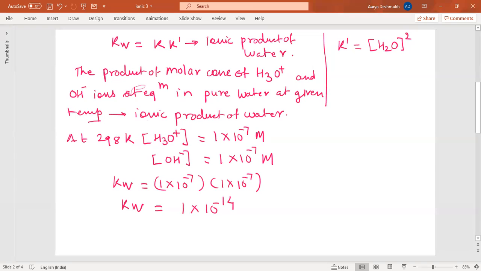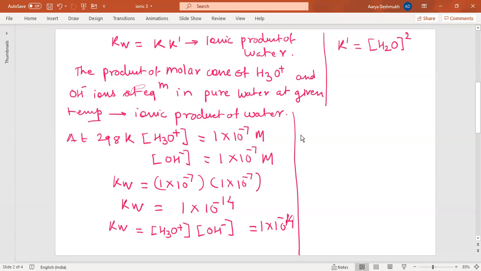So to make this 10 raised to minus 14 a positive value, we can convert it by using the log table. So Kw, as you all know, equals concentration of H3O plus into concentration of OH minus. It is equal to 1 into 10 raised to minus 14. Now, if you apply the log for this, I'll be writing here only, for your convenience, so that everything should be on one slide.